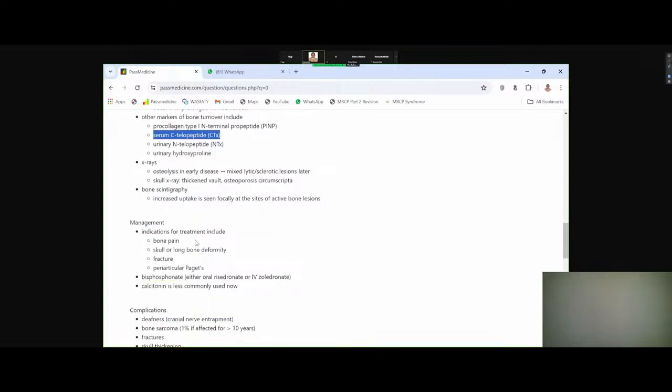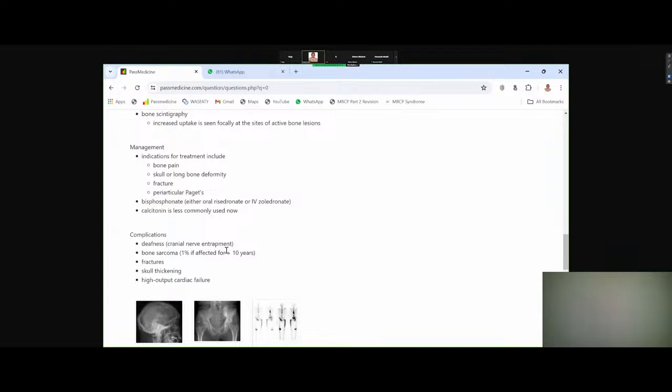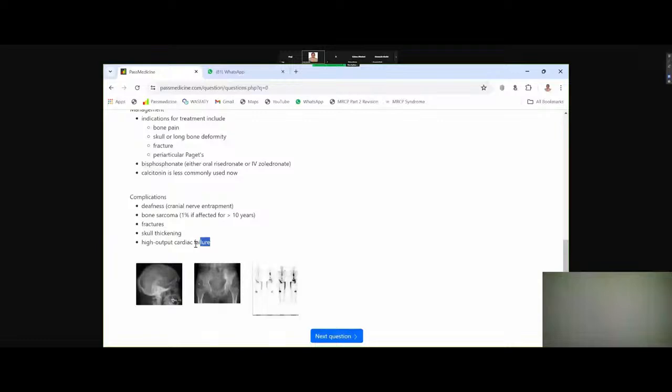Management: indications for treatment include bone pain, skull or long bone deformity, fractures, and periarticular Paget's. Treatment is with bisphosphonates, either oral risedronate or IV zoledronate, and calcitonin is less commonly used now. Complications: deafness, cranial nerve entrapment, and bone sarcoma in 1% if affected for more than 10 years. Also fractures, skull thickening, and high output cardiac failure, because you need more blood flow to the bones.